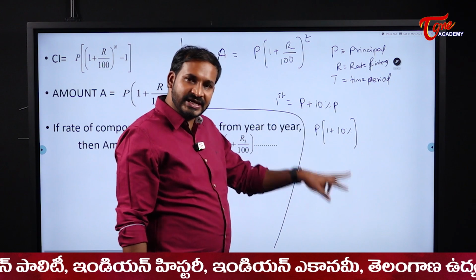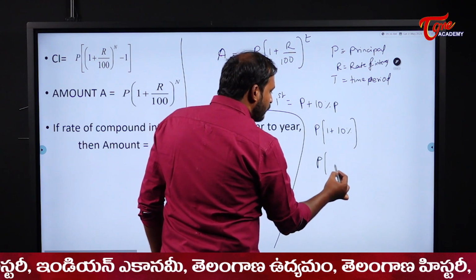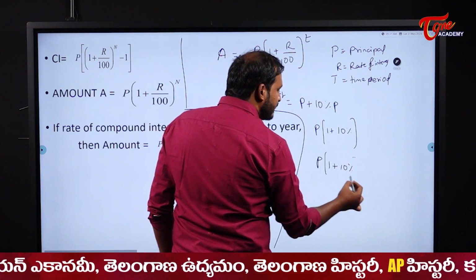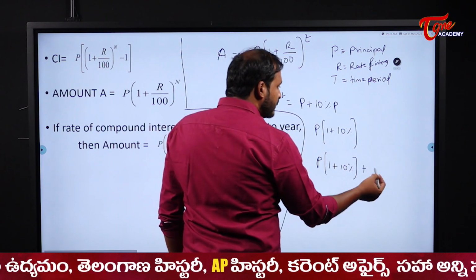Now, this value is once again increased by 10%. Then what will you do? P into (1 plus 10%) plus, we will write, right? Next, what will you do?